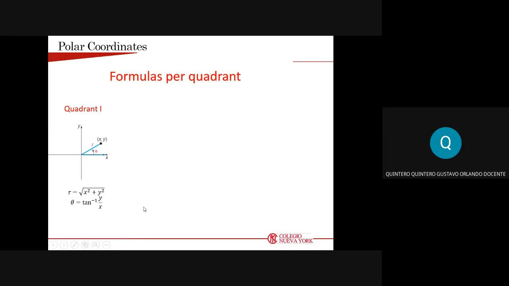R and theta. But if the point is in quadrant 2, we need to make one correction. R is the usual formula. But for theta, we do need to add 180.